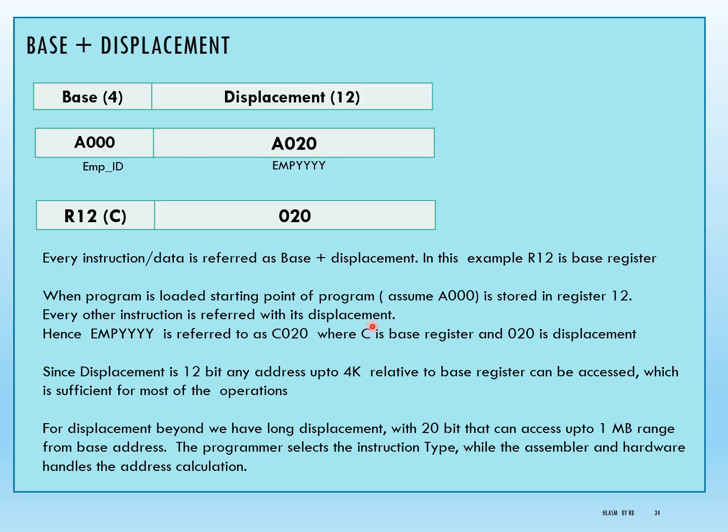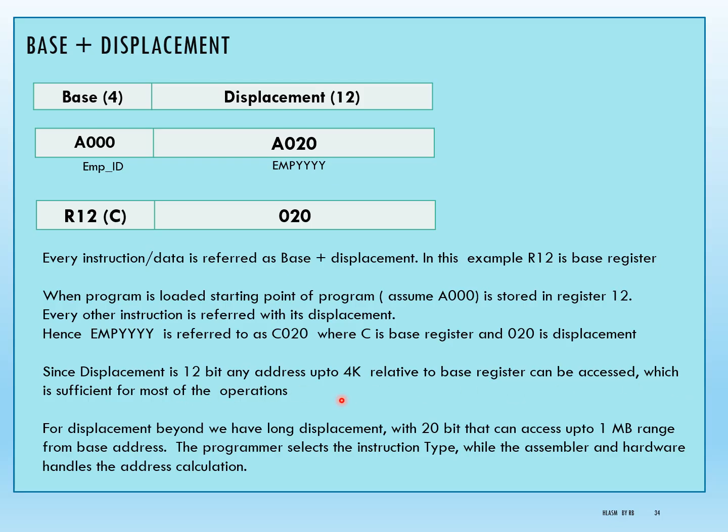Every other instruction is referred to with its displacement. That is why EMP Y is referred to as C020. The first hex value is the register, C020, where C is the base register and 020 is a displacement. This displacement value is 12 bits. So if you put 1111 12 times, it is 4K. So it can find any address in the range of 4000 bytes. 4K relative to the base register can be accessed, which is sufficient for most operations.